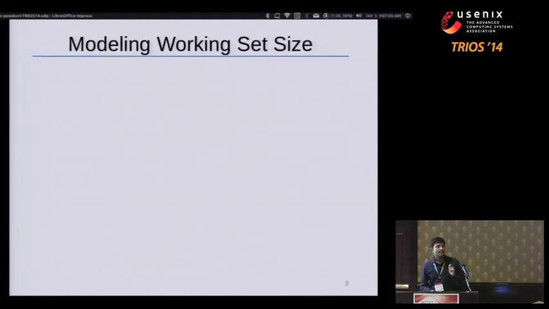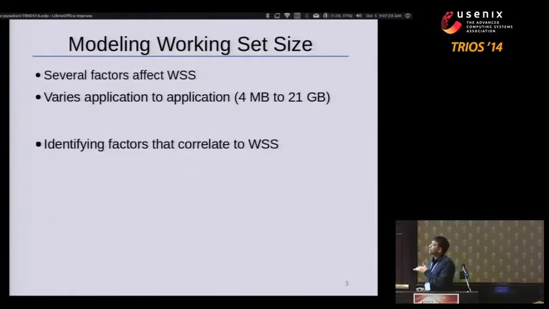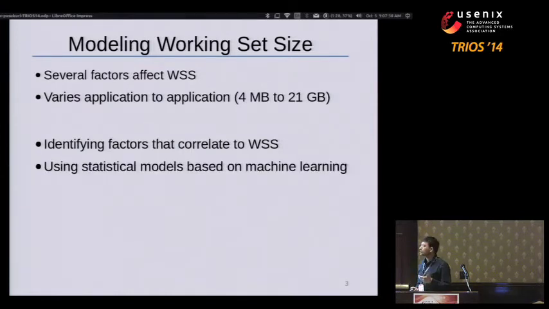However, characterizing the working set size of a multi-thread program running on multi-core, multi-socket systems is a challenging problem. This is because several factors affect WSS, and it also varies from application to application. For example, for these 20 programs, the range is from 4 megabytes to 21 gigabytes. In this work, the basic idea we used to characterize the working set size is to first identify important factors that correlate with the WSS, and then use statistical models based on machine learning for characterizing the WSS.